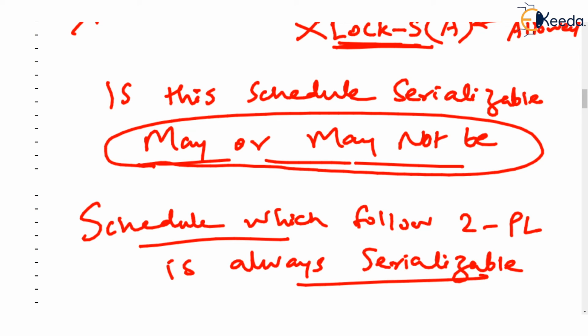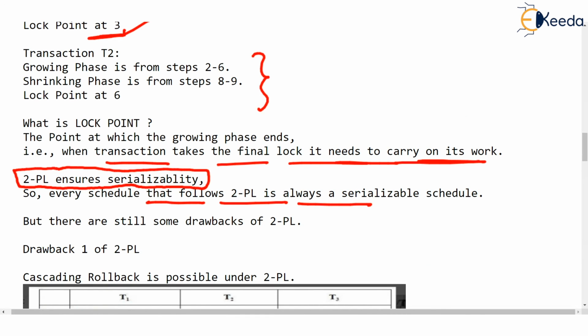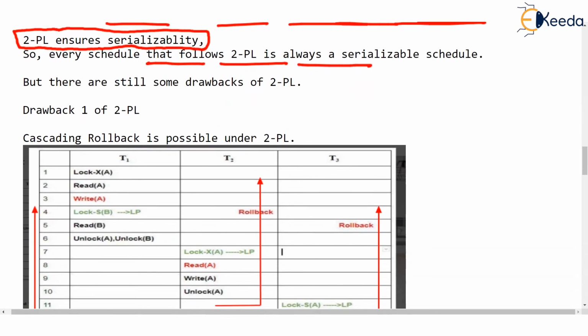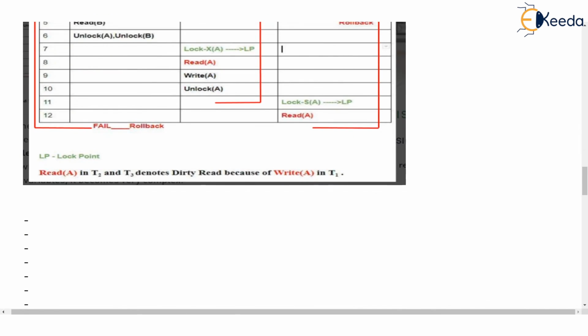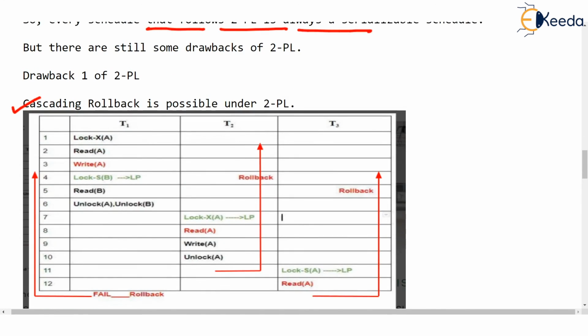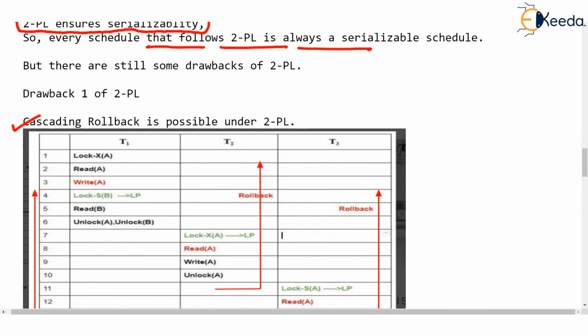Nice. Okay, let's get back to our slides and understand that there are some drawbacks of the two-phase locking protocol. Of course, one advantage we saw is that schedules which follow the two-phase locking protocol are always serializable. But there are two drawbacks. One is that cascading rollback may occur in two-phase locking protocol, and the second disadvantage is that there might be a deadlock, which we will see in the next video on two-phase locking protocol. Thank you very much.